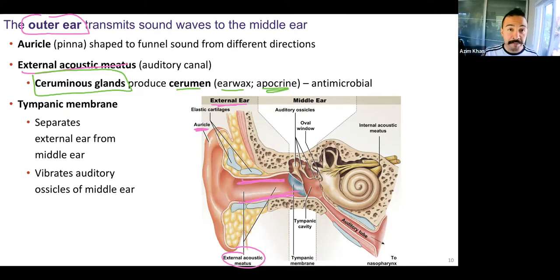Earwax, why do we produce it? It is antimicrobial. It catches any particles that might get in deeper. It is a problem if you get too much of a buildup, but that's the goal of it, to help catch things and prevent growth and prevent infection.